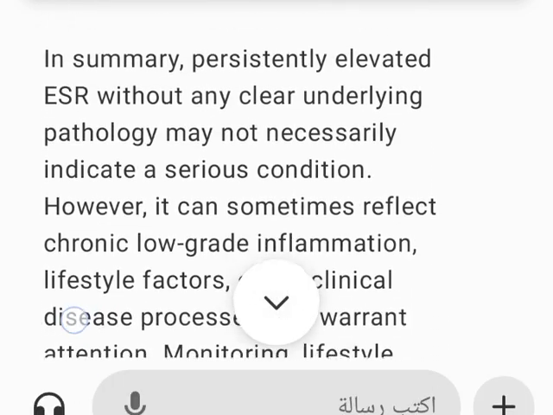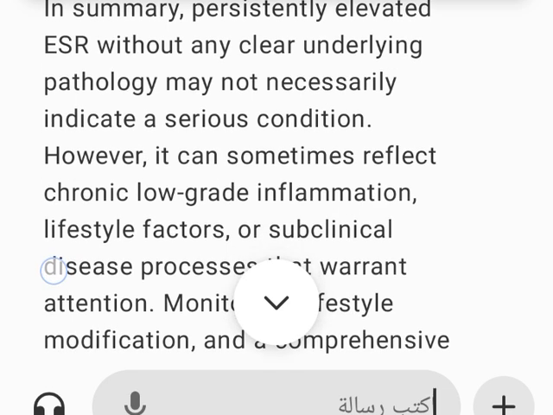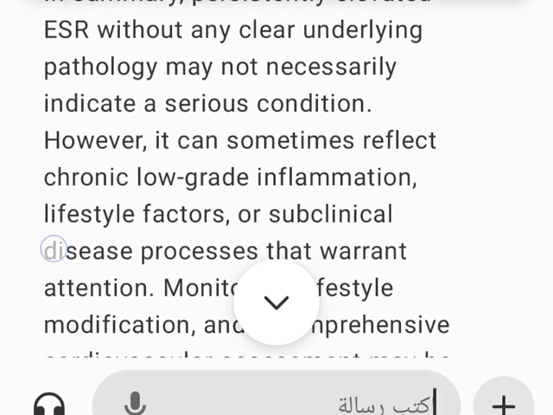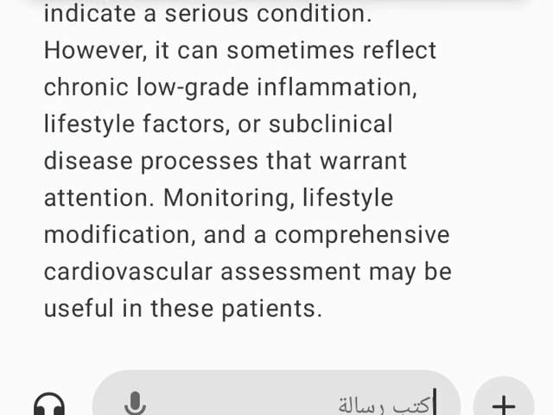In summary, persistently elevated ESR without any clear underlying pathology may not necessarily indicate a serious condition. However, it can sometimes reflect chronic low-grade inflammation, lifestyle factors, or subclinical disease processes that warrant attention. Monitoring, lifestyle modification, and a comprehensive cardiovascular assessment may be useful in these patients.